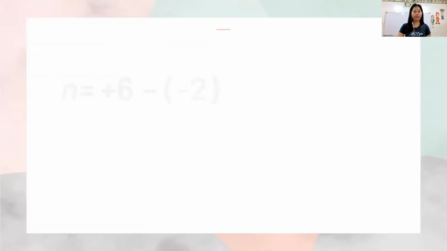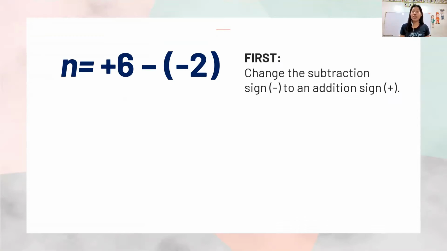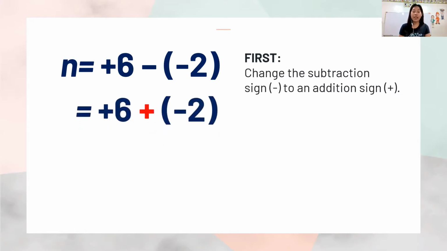For example, n equals positive 6 minus the quantity of negative 2. First step, change the subtraction sign to an addition sign. So the operation in this example is subtraction, right? We will make it addition by changing the sign from subtraction sign to addition sign. So this becomes positive 6 plus the quantity of negative 2.